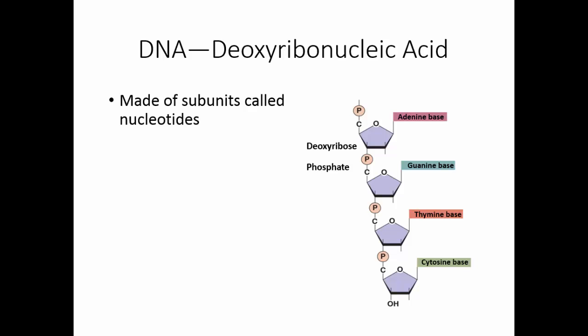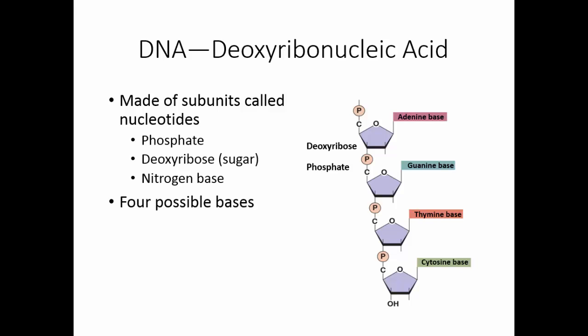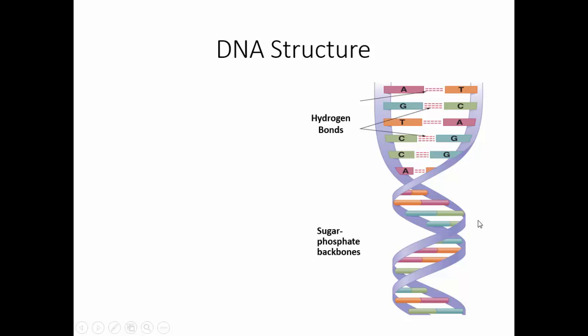It's made of subunits called nucleotides, which are composed of a phosphate, deoxyribose, which is the sugar, and a nitrogen base. And there are four possible bases: adenine, guanine, thymine, and cytosine. So a single strand of DNA will have the phosphate deoxyribose backbone, and the bases will stick out to the side. Now DNA is structured as a double helix.